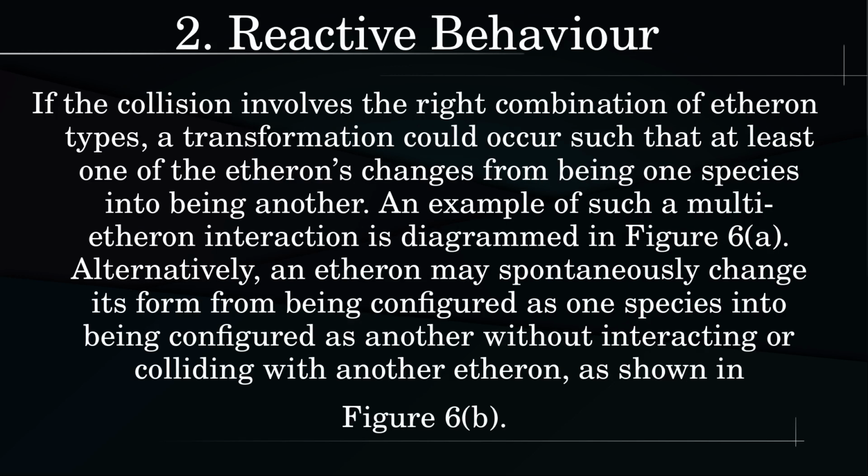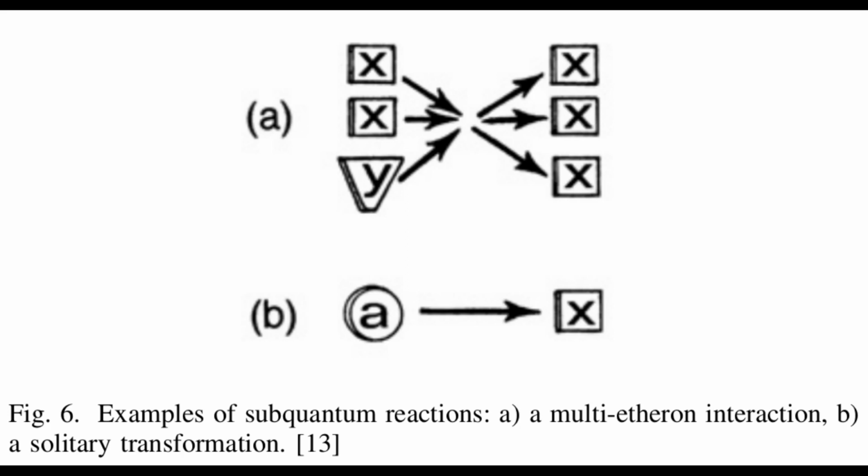If the collision involves the right combination of etheron types, a transformation could occur such that at least one of the etherons changes from being one species into being another. An example of such a multi-etheron interaction is diagrammed in Figure 6a. Alternatively, an etheron may spontaneously change its form from being configured as one species into being configured as another, without interacting or colliding with another etheron, as shown in Figure 6b.